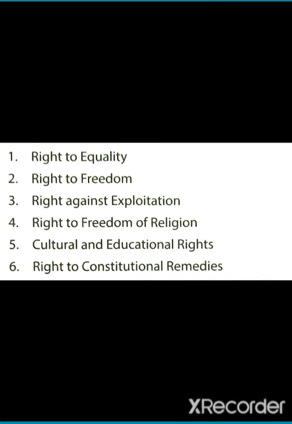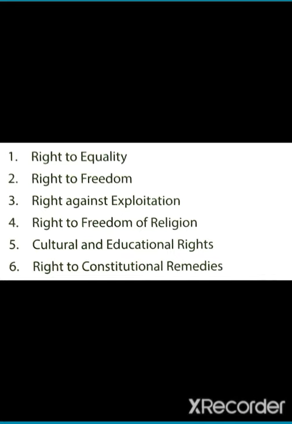Right to freedom. The right to freedom allows all citizens to speak freely, choose any occupation, and reside and travel anywhere within the country. It also provides free and compulsory education of all citizens between 6 to 14 years of age.